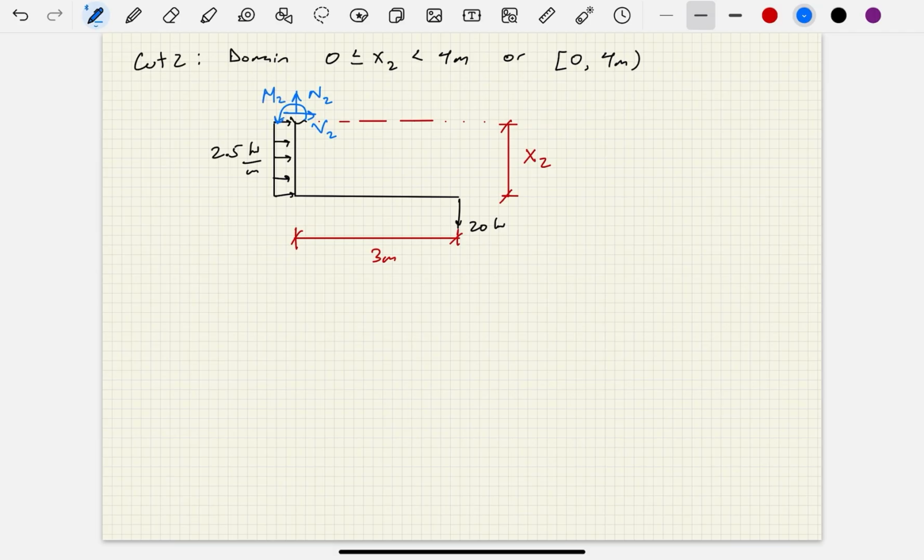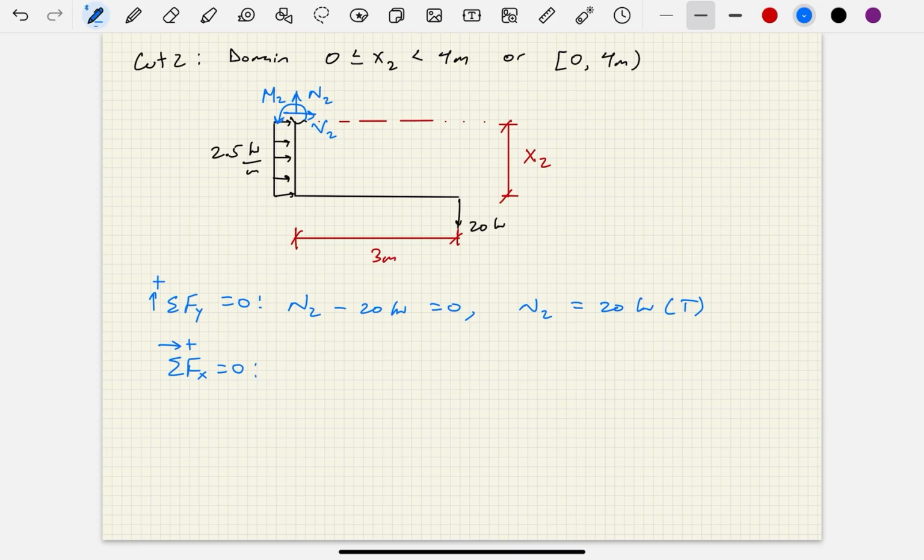And so then we're going to apply equilibrium here. We can say the sum of the forces, let's do the y direction first. It doesn't matter which one we do first, but we'll start with the y direction. We're going to have N2 minus 20 kilonewtons equals 0. So N2 is 20 kilonewtons, and this is going to be in tension. That's a normal force in tension. Makes sense.